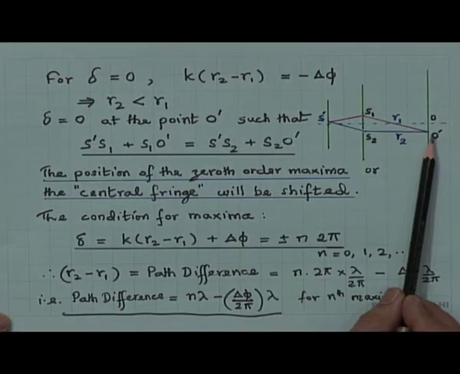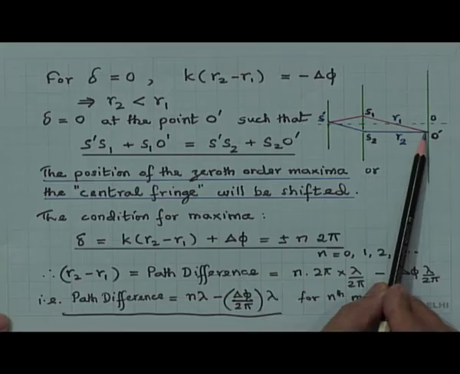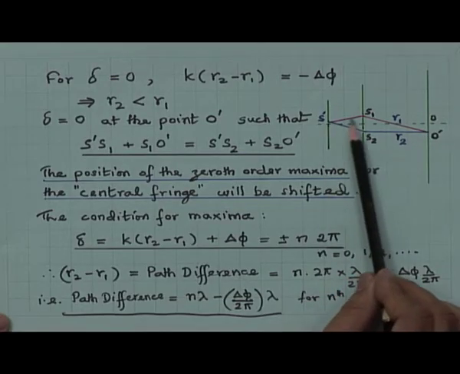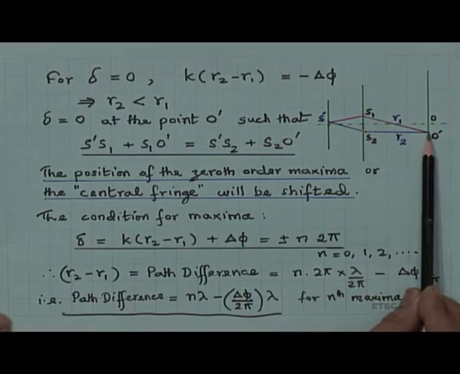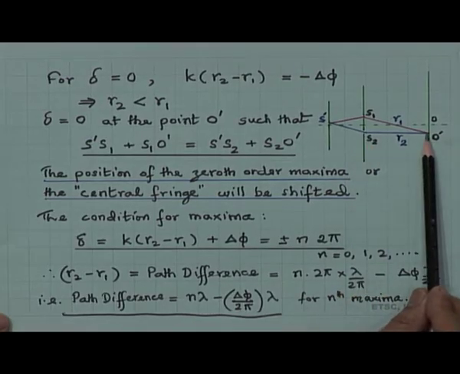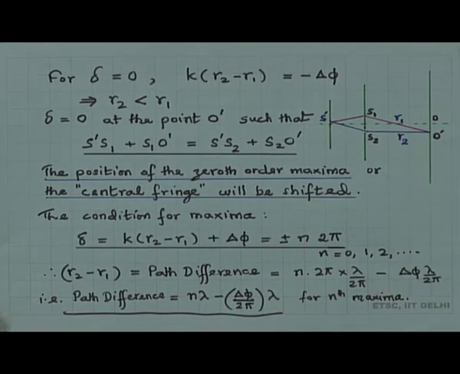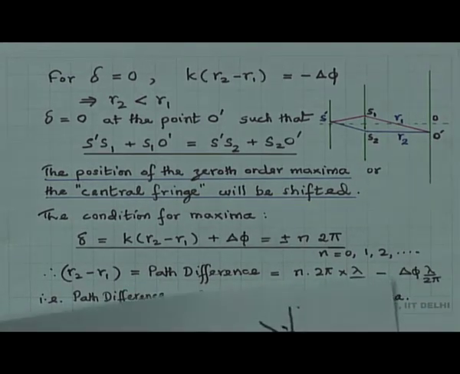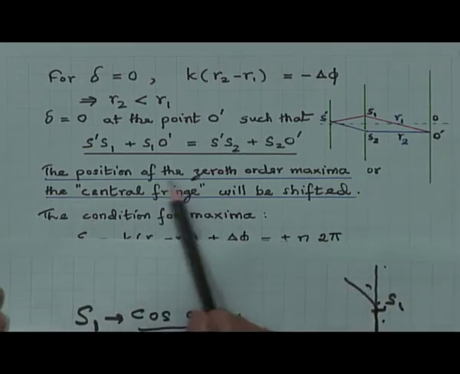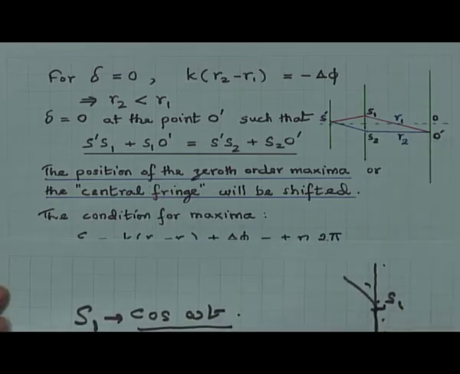At this point O dash, the total path length S dash S1 plus S1 O dash is equal to S dash S2 plus S2 O dash. Then we have the path difference such that the phase difference delta is equal to 0. So, the position of the 0th order maxima, or the central fringe, will be shifted to a new position, which is O dash.